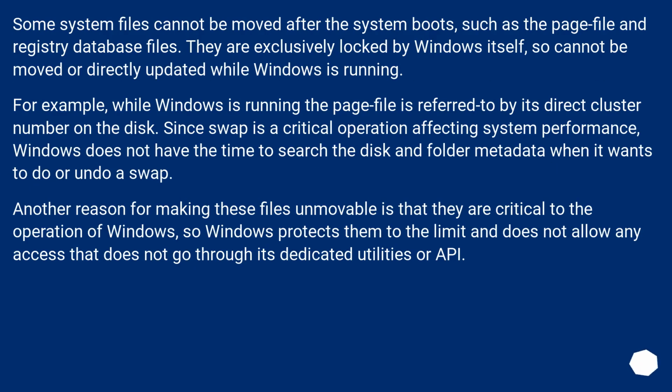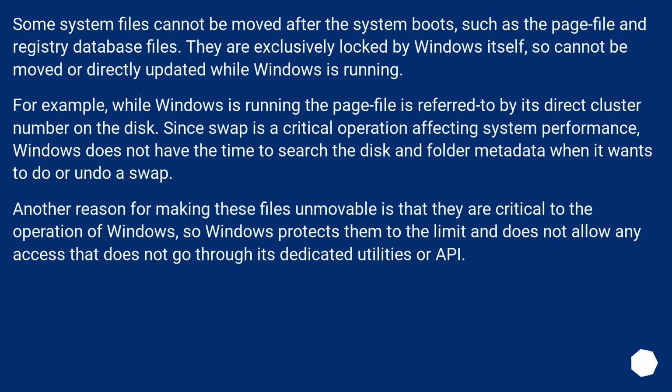Some system files cannot be moved after the system boots, such as the page file and registry database files. They are exclusively locked by Windows itself, so cannot be moved or directly updated while Windows is running. For example, while Windows is running, the page file is referred to by its direct cluster number on the disk. Since swap is a critical operation affecting system performance, Windows does not have the time to search the disk and folder metadata when it wants to do or undo a swap.